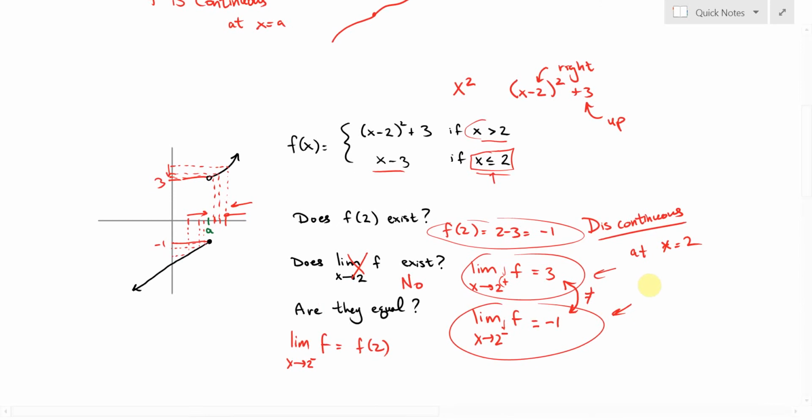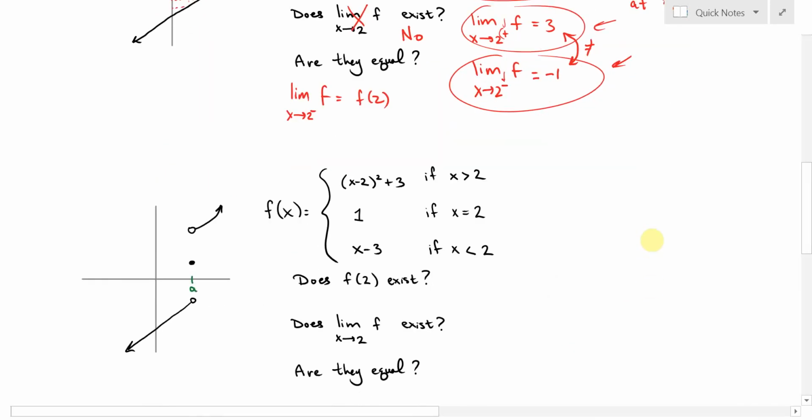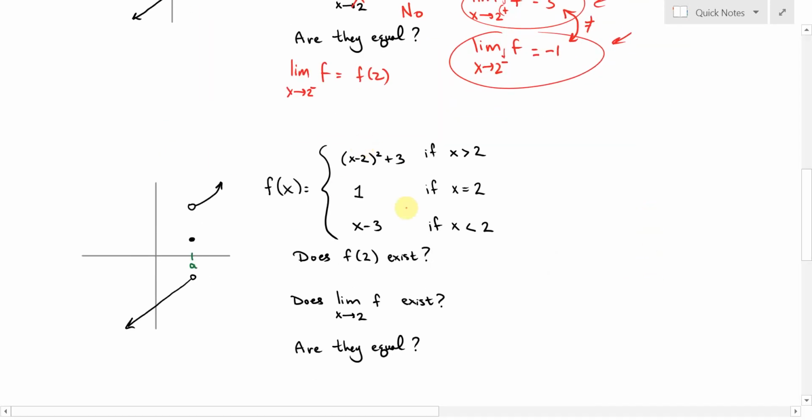Alright, so now let's consider yet another example. So we have, once again, exactly the same formula, except now I've broken off the x equals 2 case all by itself, and I gave it a completely different definition. I just said that the function's value is equal to 1 there. So does f of 2 exist? Sure. Yes. And f of 2 is equal to the number 1, just because we're using this definition.